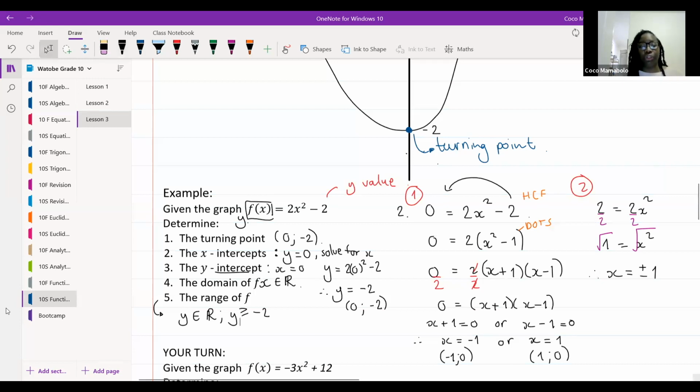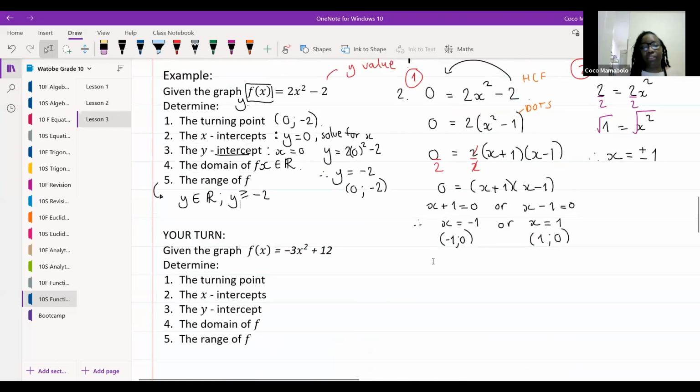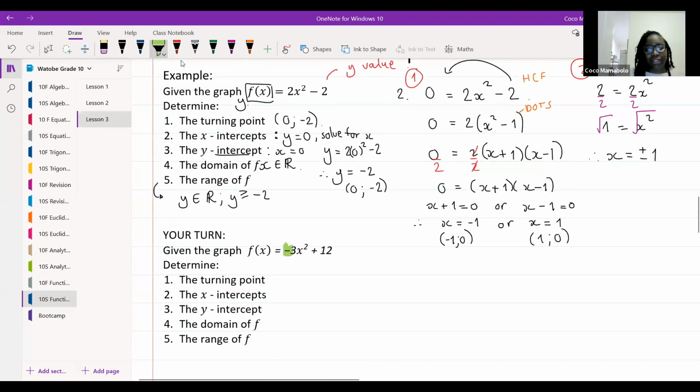All right, I want you to look at the next example. This is your turn. Be very careful. This graph over here is a negative graph. So think about whether it's going to be a smiley face or a frowny face, and what that is going to mean for my turning point and for my range of f. You have 5 minutes to work this one out on your own.